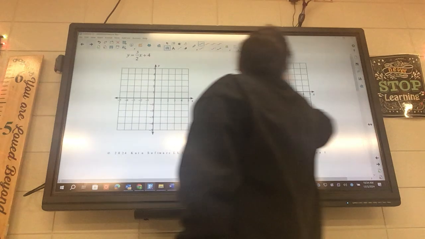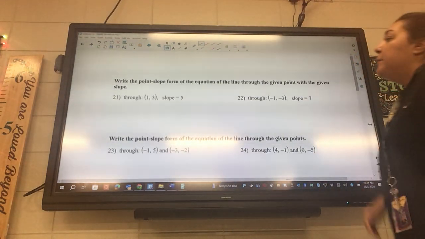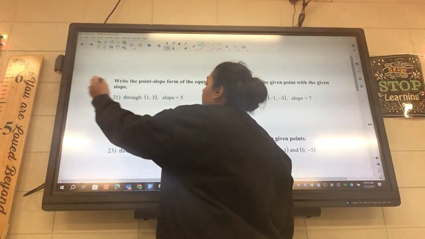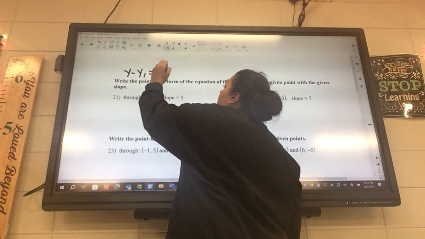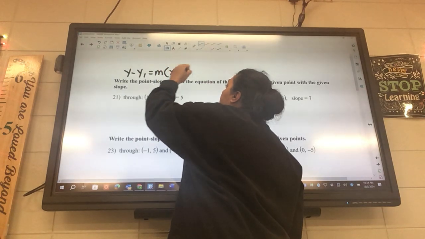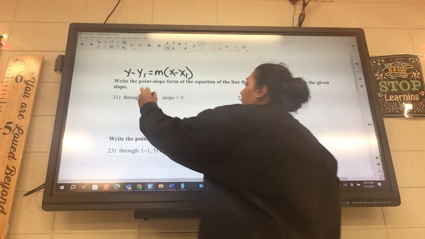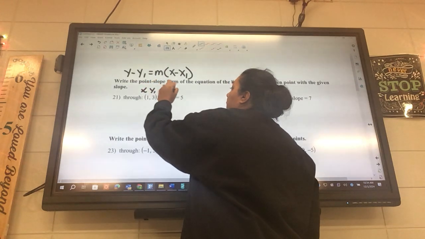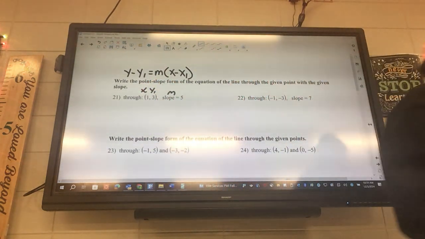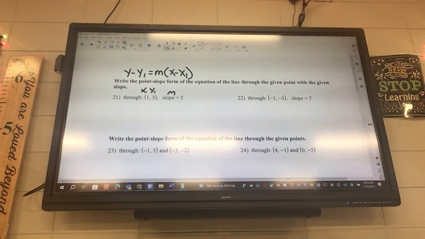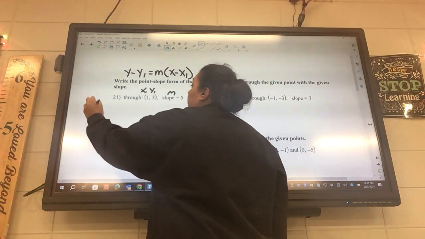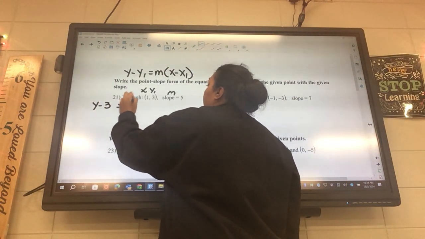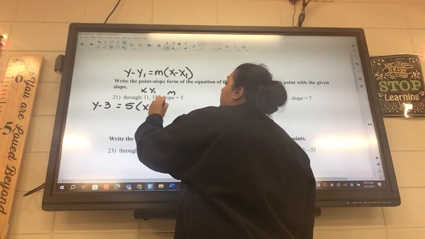Okay, 21 says write the point slope form of the line. So it's going to look like y minus y1 equals m times x minus x1. Okay, and this is my x1, y1, and that's my m. Okay, so we're gonna say y minus 3 equals 5 times x minus 1.